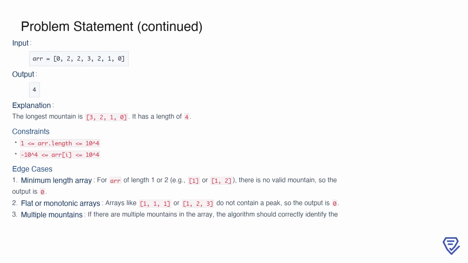The flat section with the repeated 2s is not part of the mountain because a valid mountain requires a continuous increase, a peak, and then a continuous decrease. This ensures that plateaus or flat areas are excluded. Additionally, the problem comes with constraints that the length of ARR can go up to 10,000, and the values in the array can range between -10,000 and 10,000, so the solution must handle such cases efficiently.